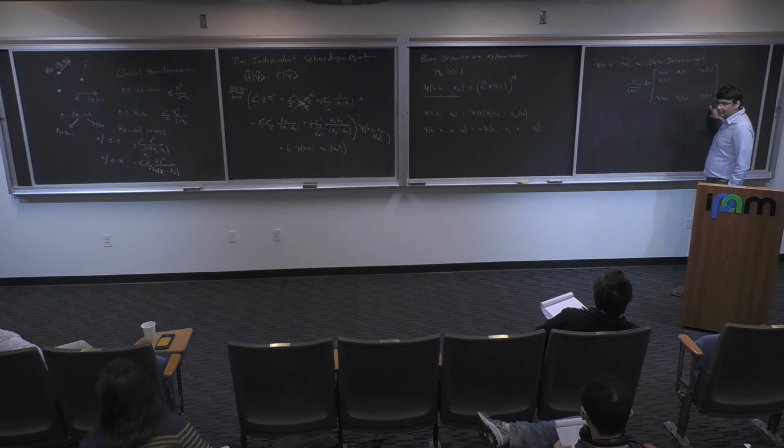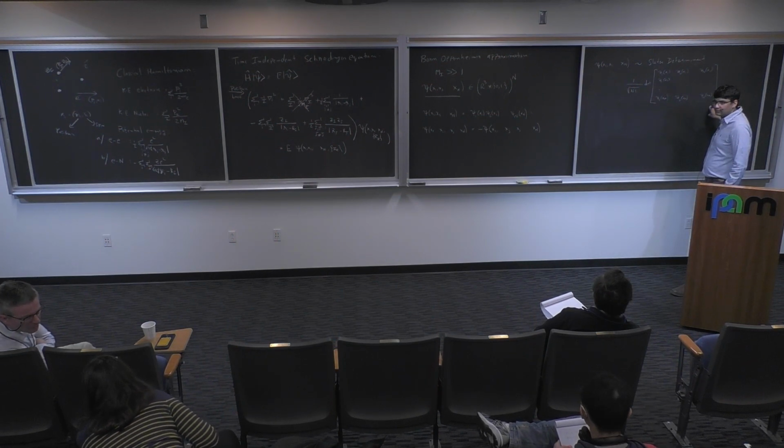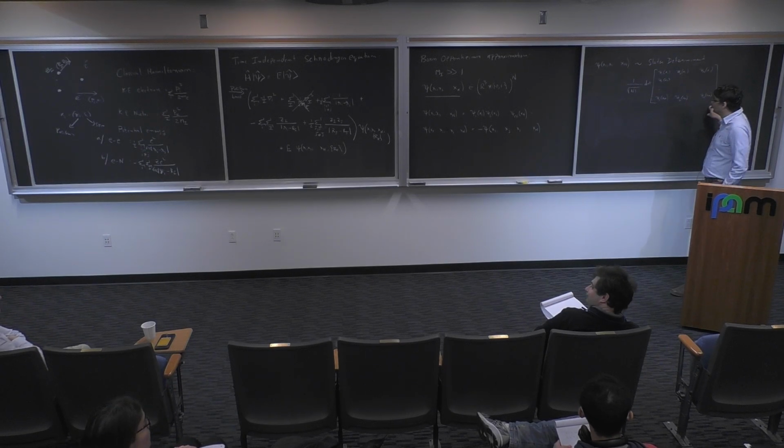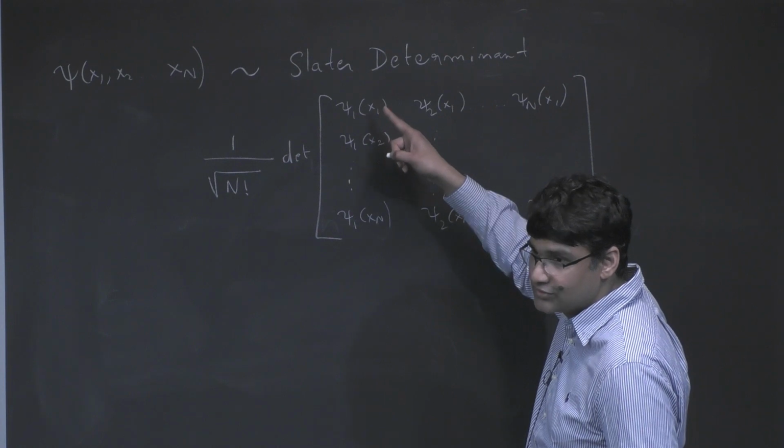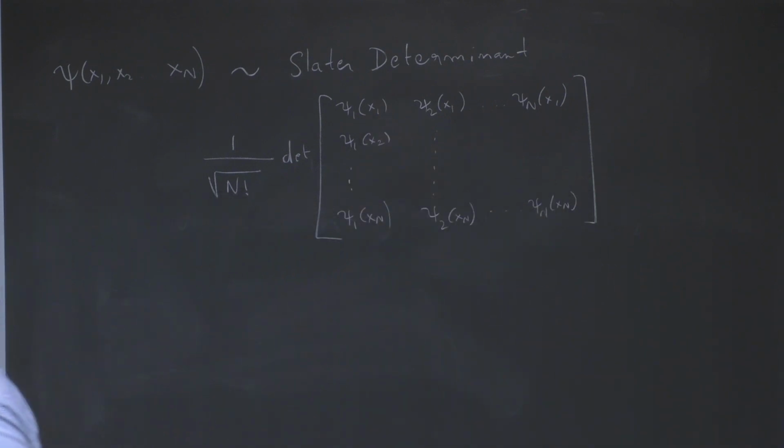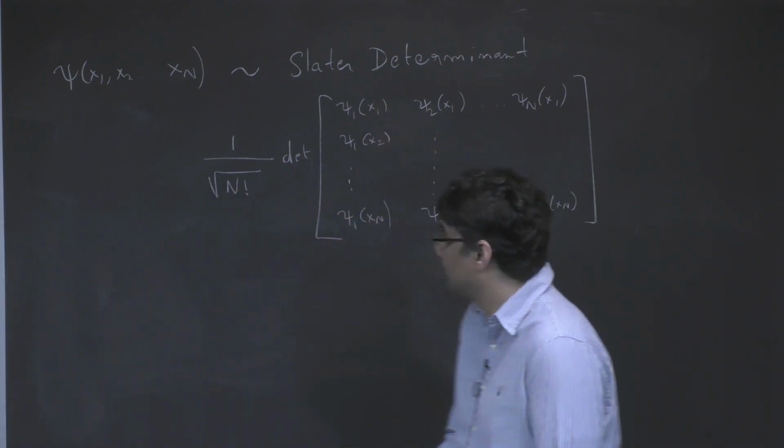So this is basically a quick note: I'm using the X, which is a composite notation, but this essentially happens when you have a spin.